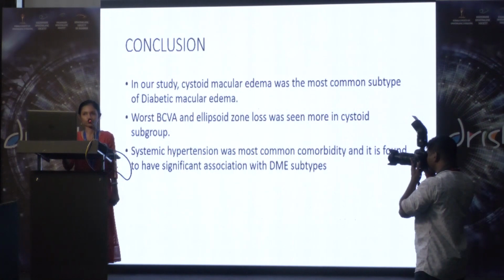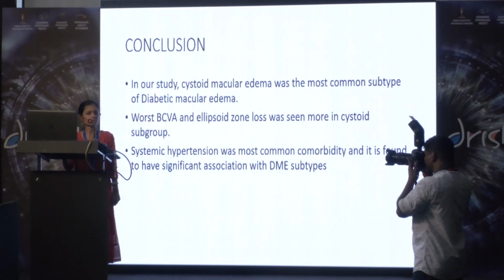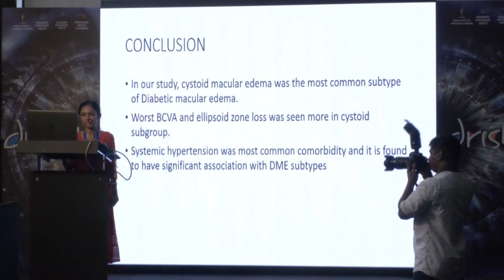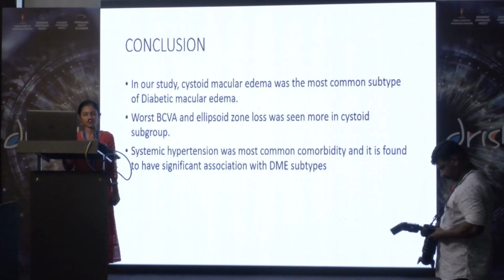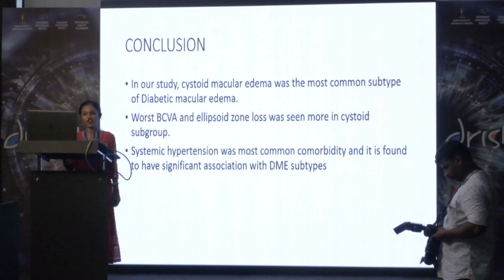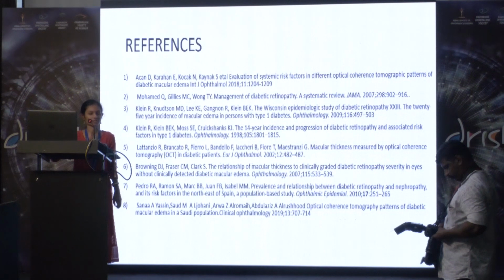So moving on to the conclusion. In our study, cystoid macular edema was the most common subtype of diabetic macular edema. Worst best corrected visual acuity and ellipsoid zone loss was seen in the cystoid subgroup, which helps in the treatment decision and prognosis. Systemic hypertension was the most common comorbidity and it was found to have significant association with the diabetic macular edema subtypes. These are my references.